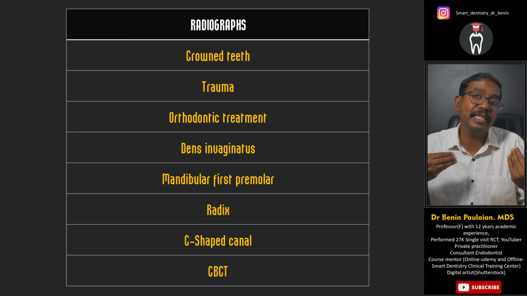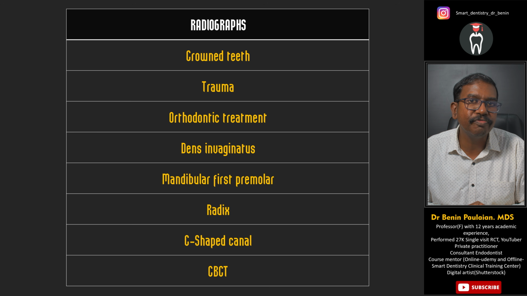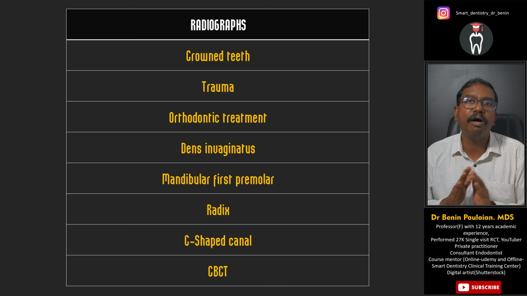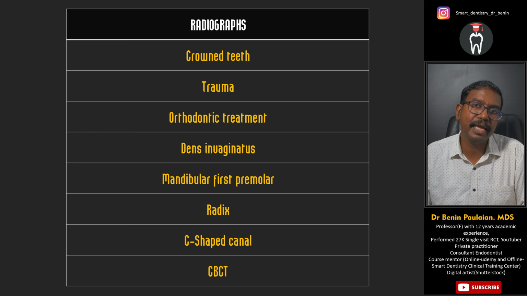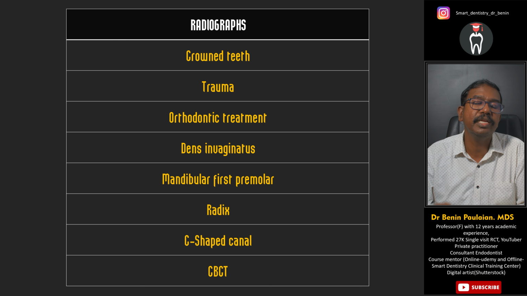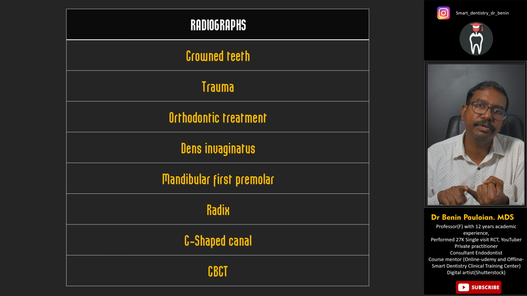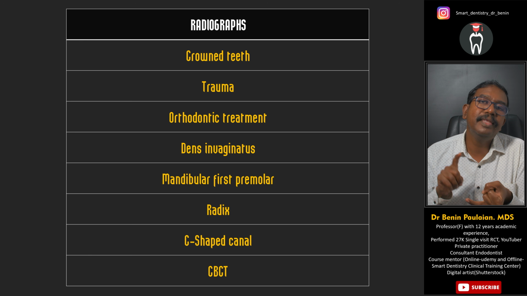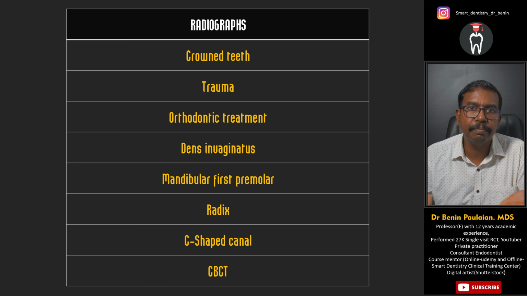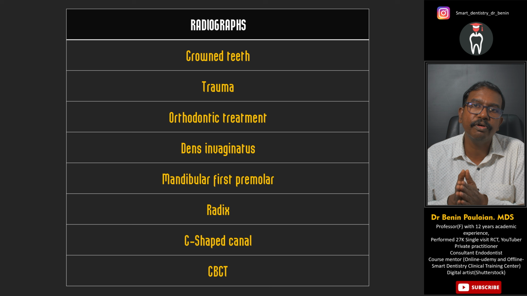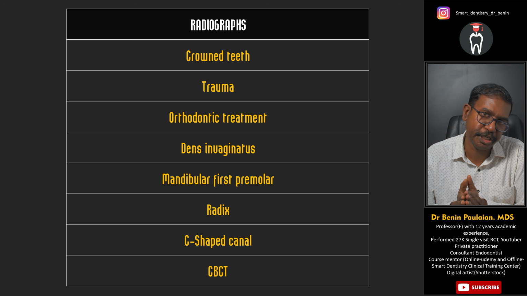Radix entomolaris and radix paramolaris. Entomolaris is very, very common. Always pay attention for all mandibular first molars, and C-shaped canals are quite common in mandibular second molars. And we should always go for a CBCT examination whenever we cannot make a clear-cut diagnosis with all these procedures. Then whenever we are planning a retreatment, or whenever there are some form of congenital anomalies, or some procedural errors, in all those situations we can go for CBCT. CBCT is really helpful even in case of calcifications.